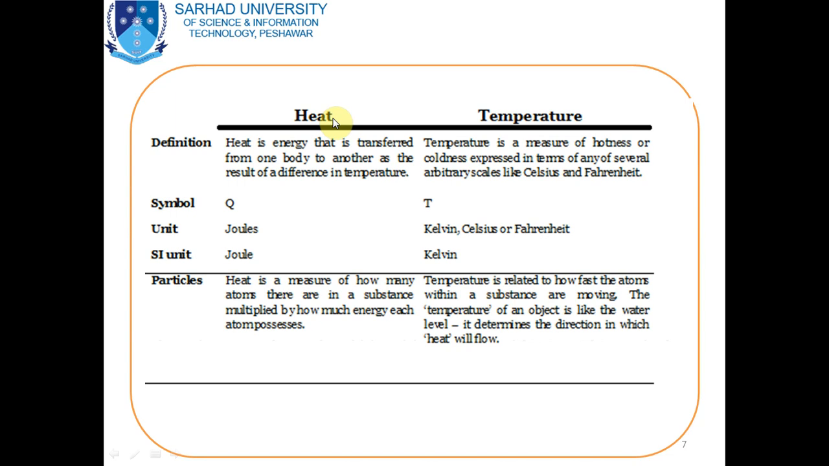Now this is the comparison chart of heat and temperature: the definition, symbol, and SI units. Remember that the SI unit for heat is the joule, while for temperature it is the Kelvin. Heat is a measure of how many atoms there are in a substance multiplied by how much energy each atom possesses. On the other hand, temperature is related to how fast the atoms within a substance are moving. The temperature of an object is like the water level. It determines the direction in which heat will flow.